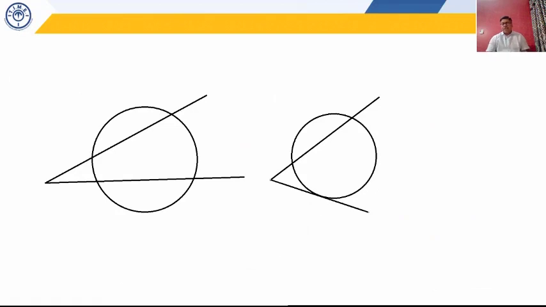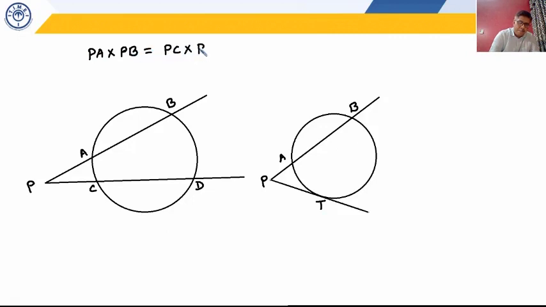Okay, the next point is I'm going to use two properties. Let's say P is a point, AB is one of the chords, and CD is another chord. Right? P is a point, AB is one of the chords, and PT is the tangent. So we have one property that PA into PB is equal to PC into PD.